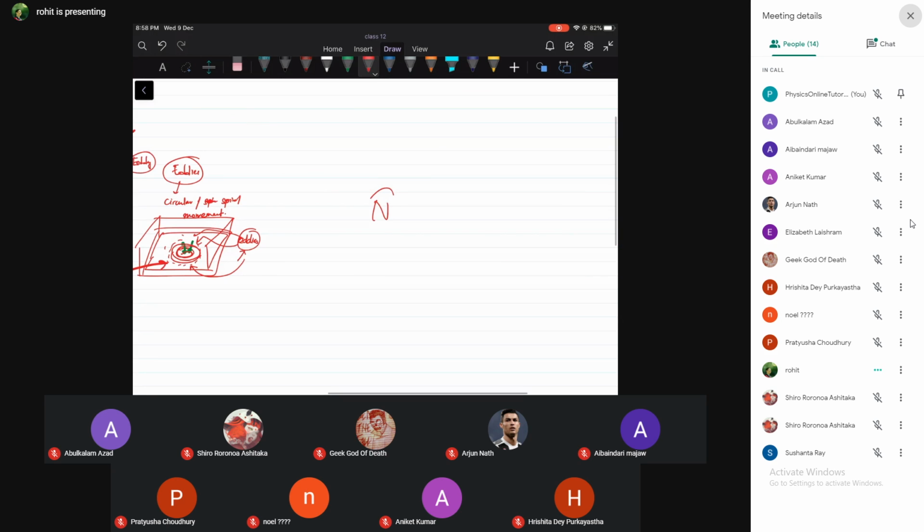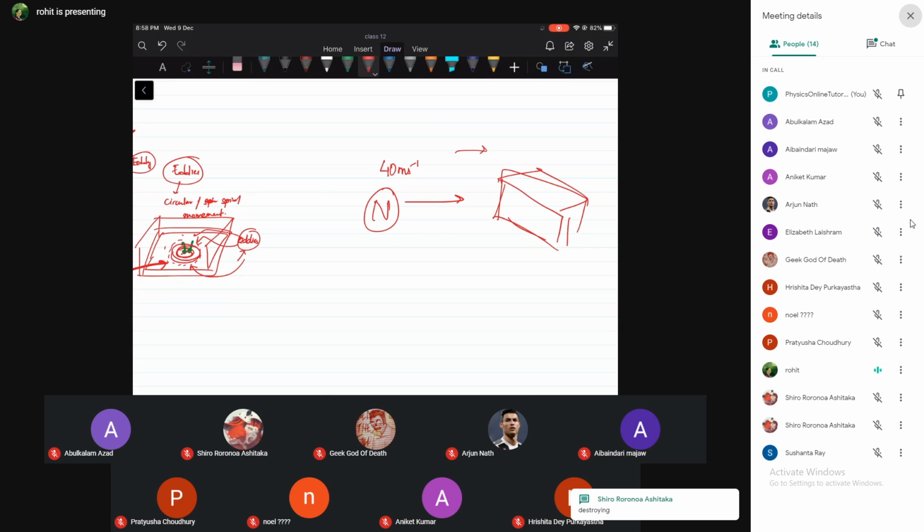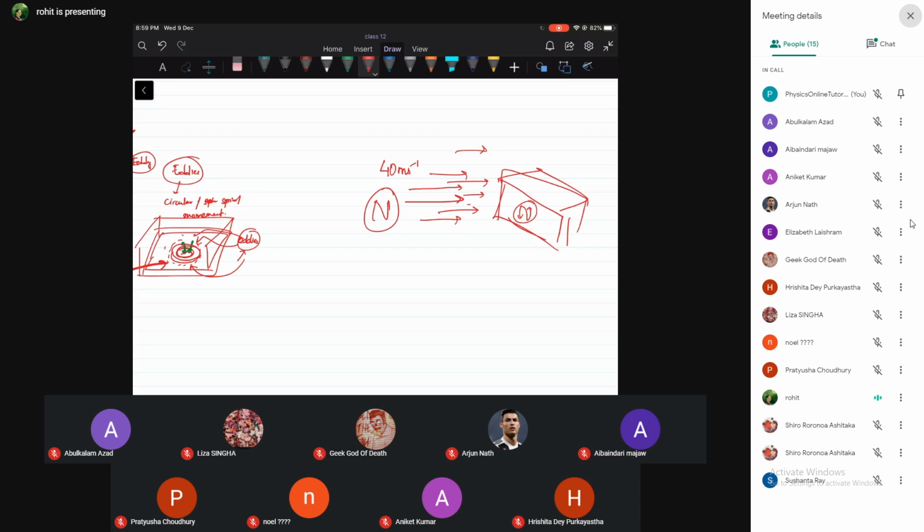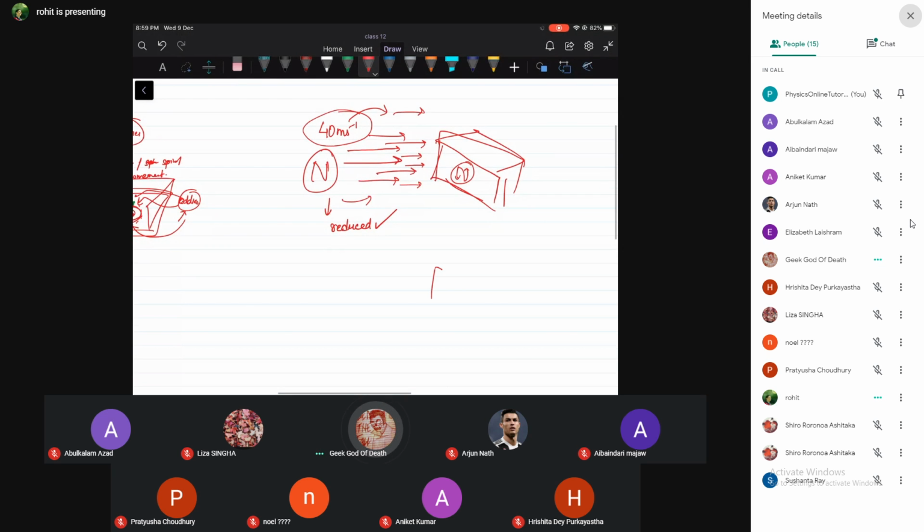Imagine this is Kishan running towards this metal piece with a speed of 40 meters per second. What will the metal piece do? The metal piece will also develop a north pole. As Kishan is coming closer and closer, will Kishan still move with a speed of 40 meters per second, or will the speed be reduced? The speed will be reduced, very good, due to repulsion.